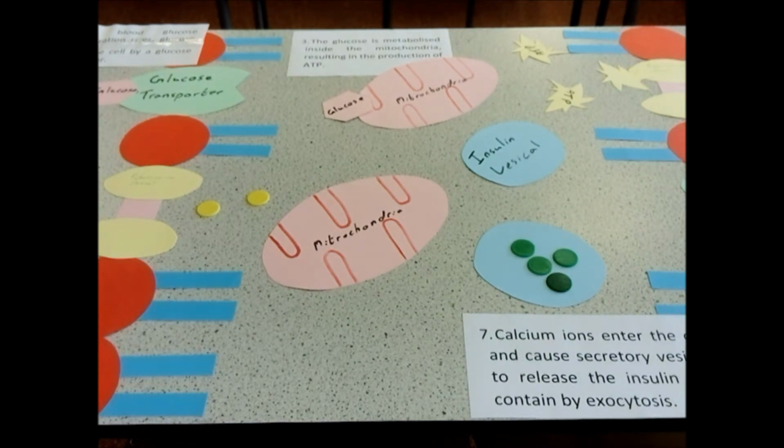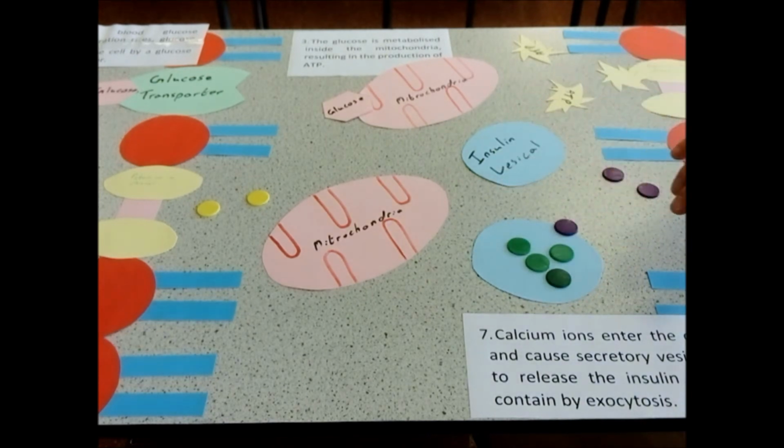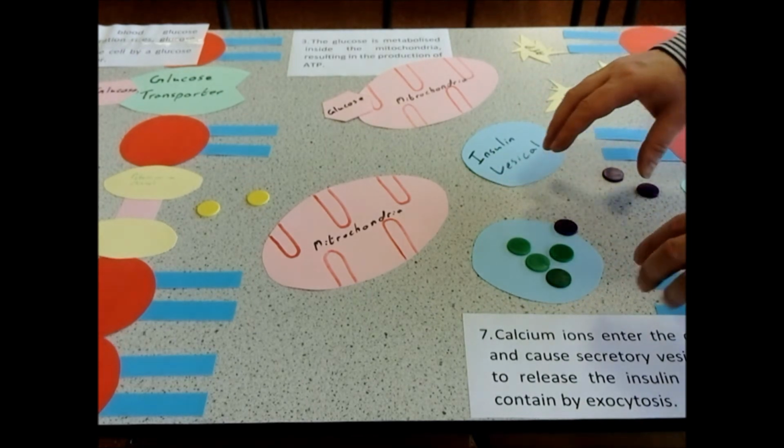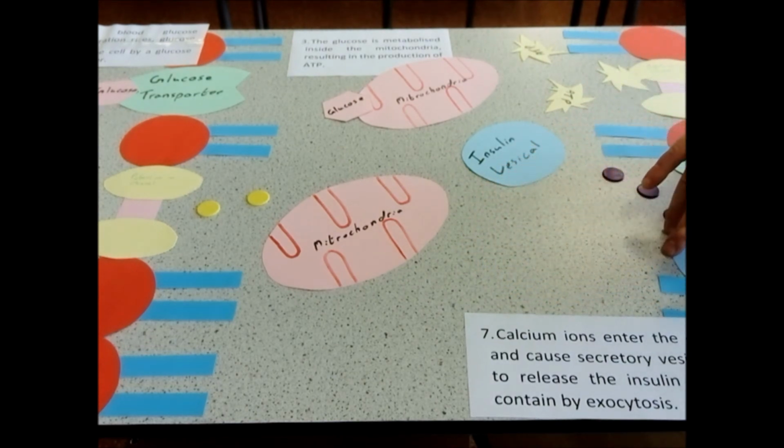As the potassium ions can no longer diffuse out of the cell, the potential difference reduces, so depolarization occurs. This depolarization causes calcium ion channels to open up, so now calcium ions can diffuse in. These calcium ions will bind to vesicles within the cell that contain insulin and cause these vesicles to move to the outer membrane of the cell and release the insulin by exocytosis.